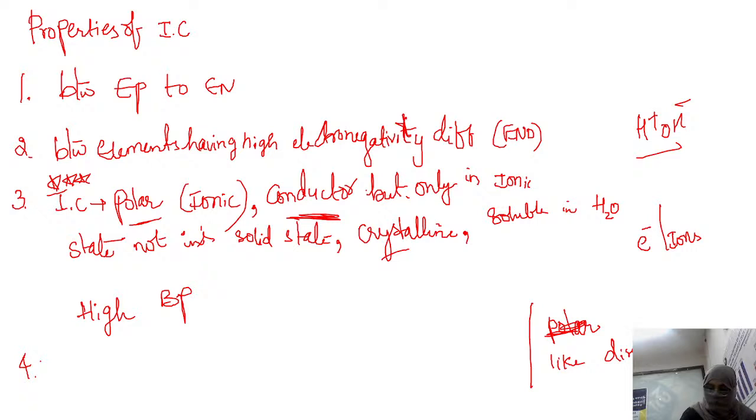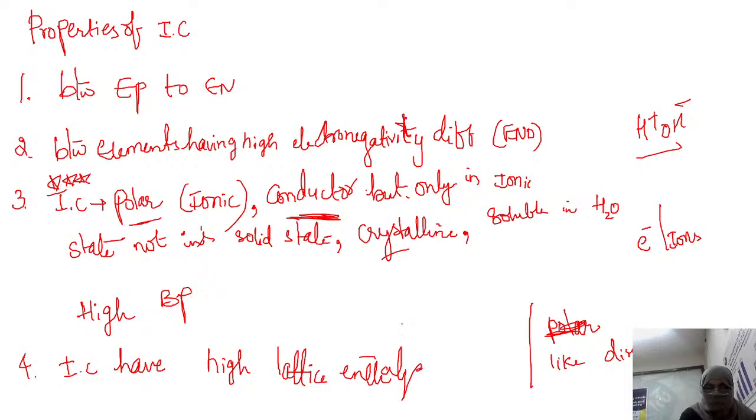These are the properties, and the fourth is: ionic compounds have high lattice enthalpy. So what do you mean by lattice enthalpy? Enthalpy is a word referring to energy. So energy का दूसरा नाम I'm just writing as enthalpy. Let me write properly: high lattice enthalpy. Lattice is the word referring to 3D structure.